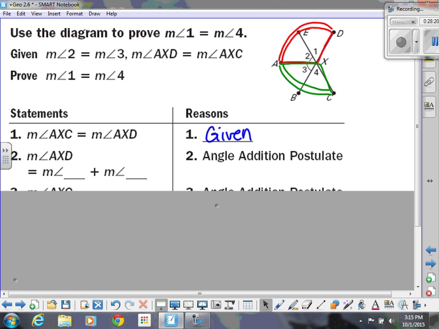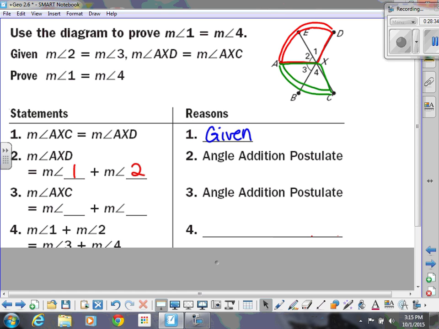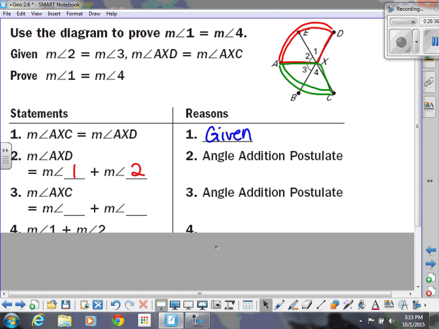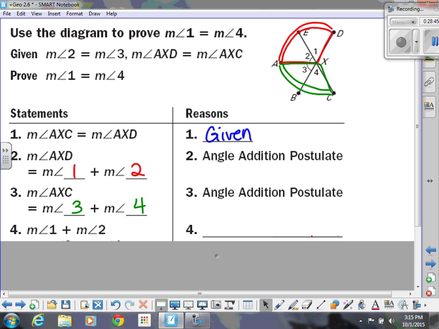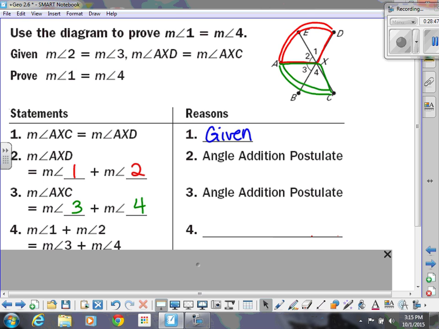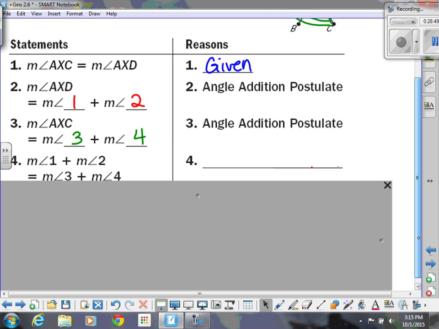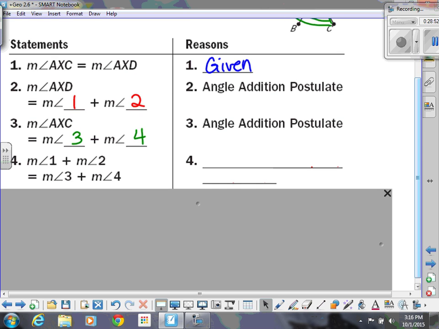We can add up 2 smaller angles to equal a bigger angle, and that's called the angle addition postulate. So if we look at AXD, that's the red one, that's made up of angle 1 and angle 2. And then if I do that again for the green one, AXC, then I know that that's made up of the measure of angle 3 plus the measure of angle 4. So anytime you're adding up 2 smaller angles to equal the bigger one, that's angle addition postulate. So again, that might be one that you star and make sure you're using flashcards or Quizlet on.